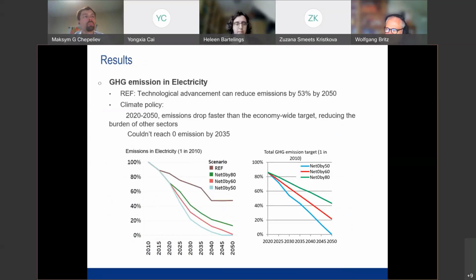We also compared the greenhouse gas emission in electricity side by side. Again, on the reference case, the technological advancement can reduce emission by 53% by 2050. But in the climate policy, the emission actually drops faster than the economy-wide target during the entire horizon. However, in the net zero by 50 case, by 2035, there's still around 10% emission. So this would not reach the zero carbon emission goal that's set by the Biden administration.